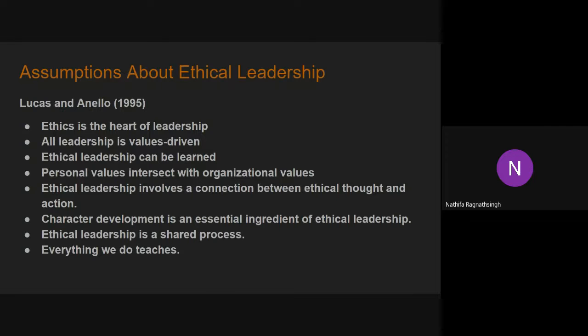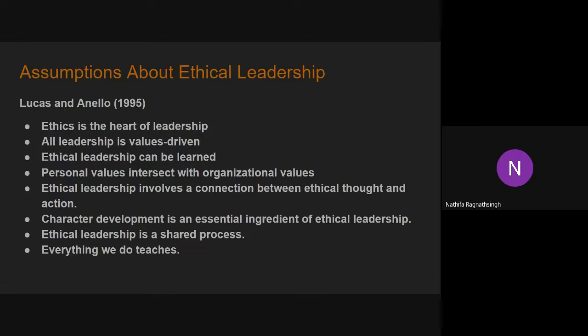Assumptions about ethical leadership. Sorry, the first one, by Lucas and Anilio in 1995, stated that there are eight ethical assumptions about ethical leadership. The first being, ethics is the heart of leadership. So, a discussion about leadership can't be done without ethical components being mentioned. Good leadership is leadership that is effective and ethical.